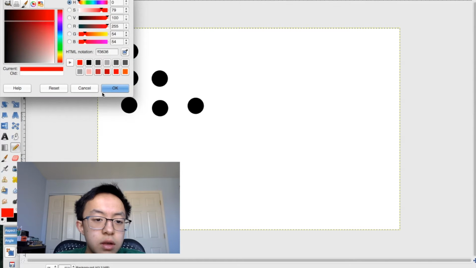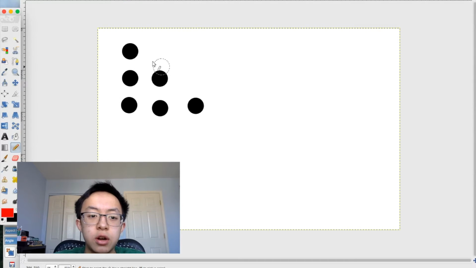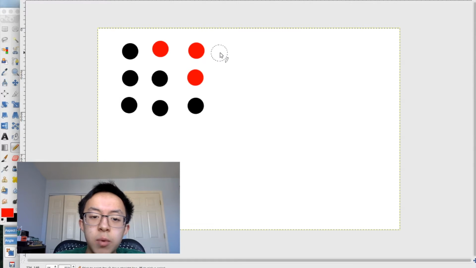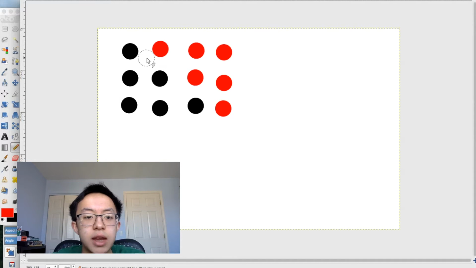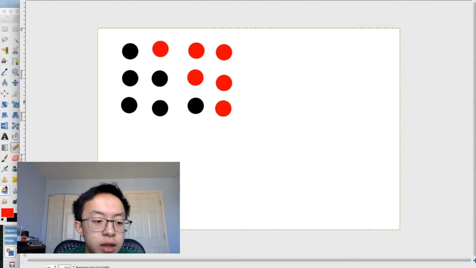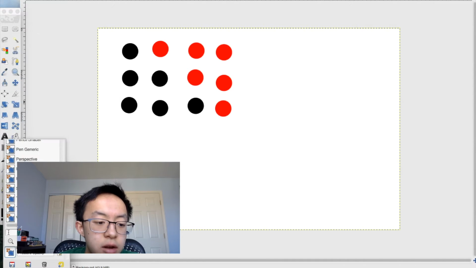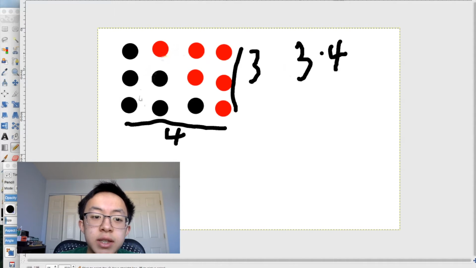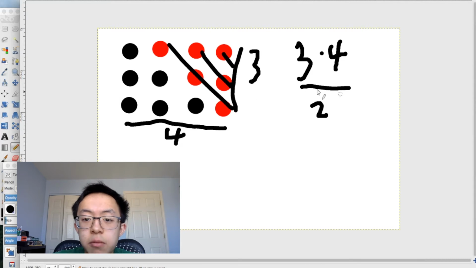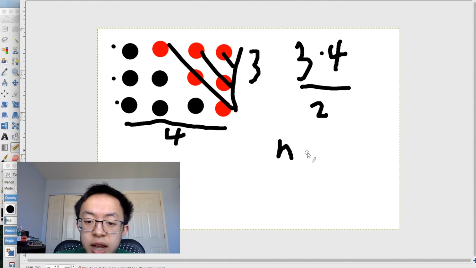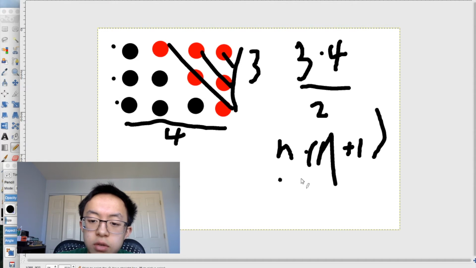Then we have a way to find a formula for the triangular numbers. We add the same number in a different pattern, so it interlocks as a rectangle. Now that we have this rectangle, we can calculate exactly its area. We just want a formula for the triangular number, so we just want the black dots. We divide this by 2 because the red dots we can get rid of. So this is basically our formula: n times n plus 1 over 2.